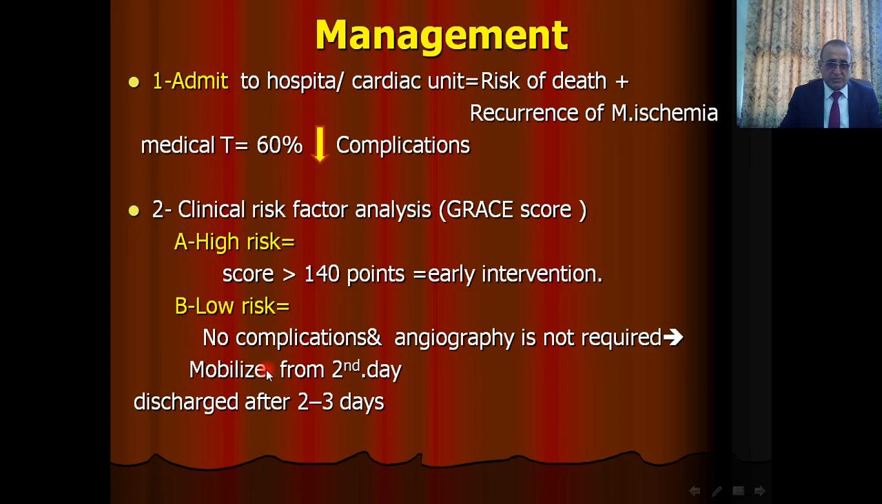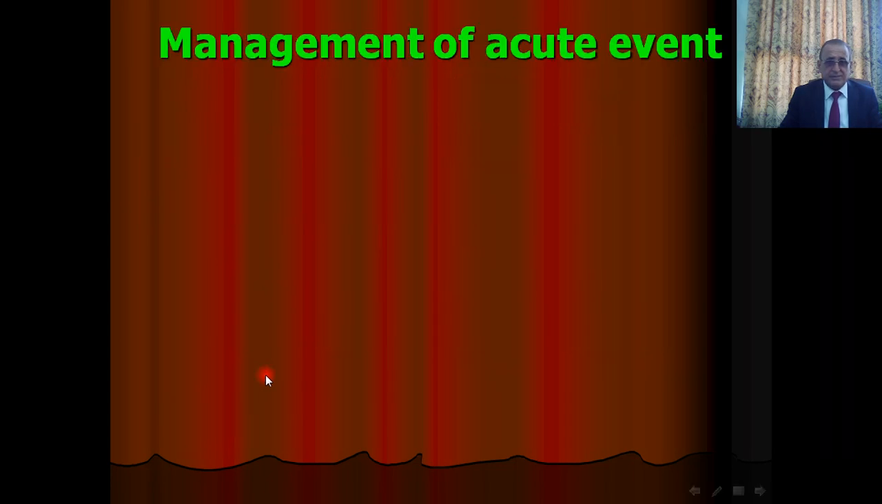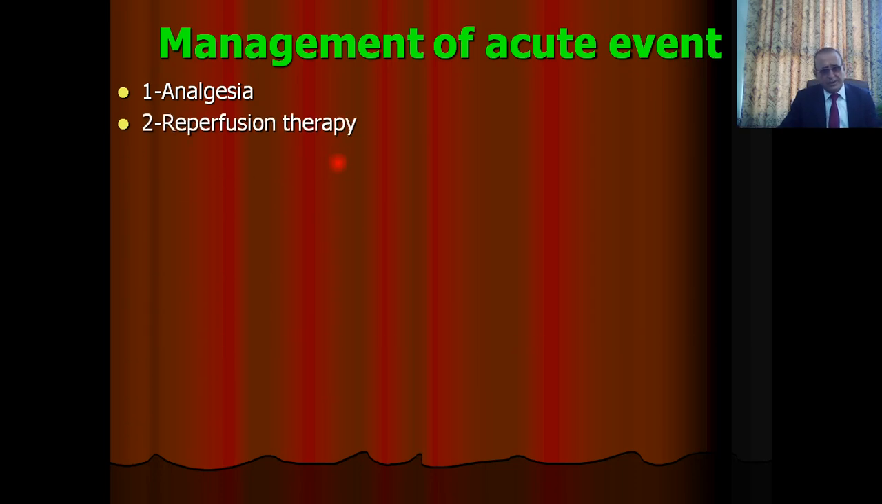Now, what are the points in the management of acute coronary syndrome? I am mentioning these, but they are not given for all patients. Some must be given for all, the others are individualized. It's not a matter of enumeration. All patients should be given analgesia. Reperfusion therapy is considered when you have ST elevation myocardial infarction, not in ST depression.